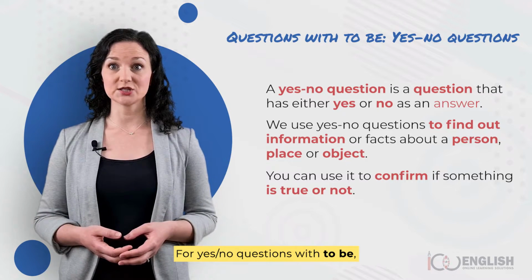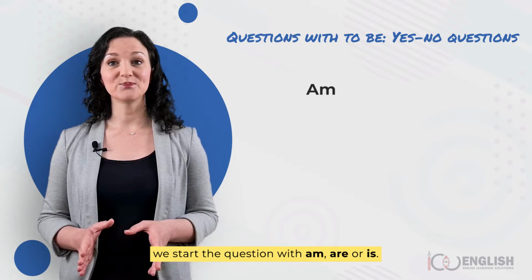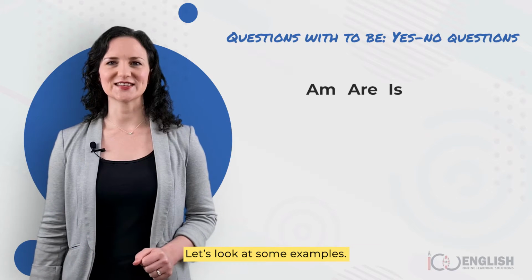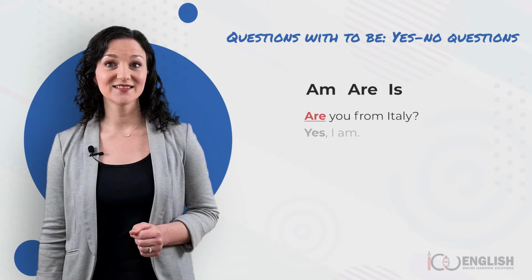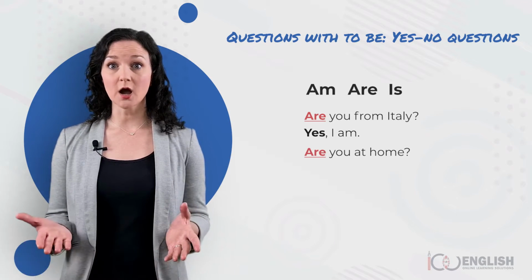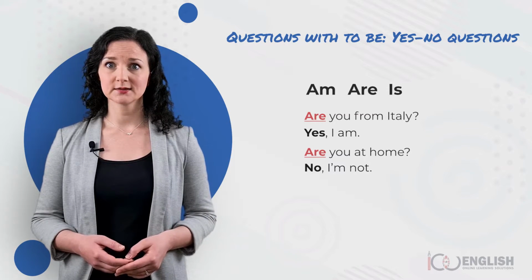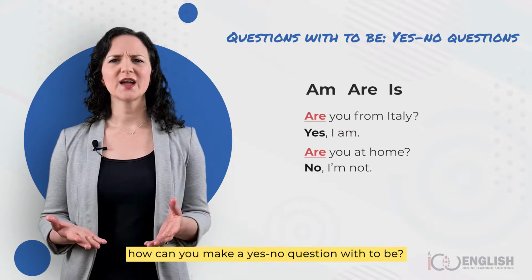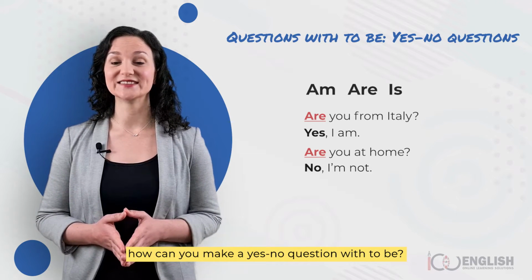For yes-no questions with to be, we start the question with am, are, or is. Let's look at some examples. Are you from Italy? Yes, I am. Are you at home? No, I'm not.